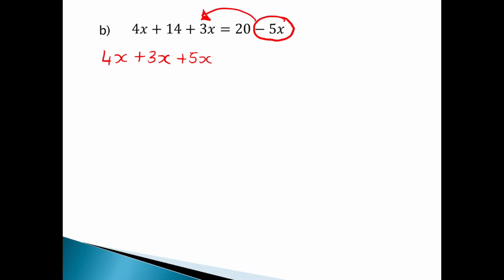We are then going to have our equal sign. We're going to keep the 20 where it is, and then we've got our positive 14 that we are going to move over.